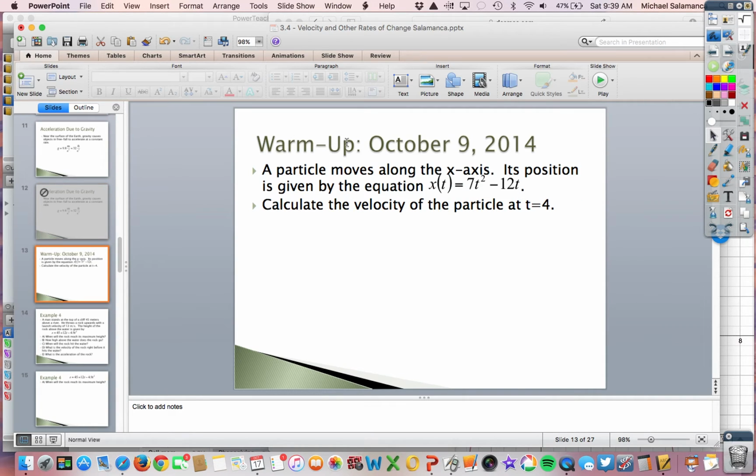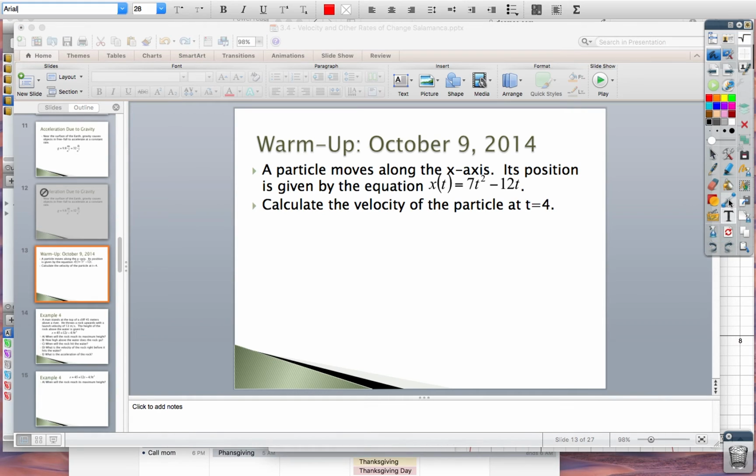So let's look at this warm-up problem. A particle moves along the x-axis. Its position is given by the equation x of t equals 7t squared minus 12t. Calculate the velocity of the particle at t equals 4. Keep in mind when we look at this problem, the function is represented by x of t. That means this is the position of the object as it moves along the horizontal axis.